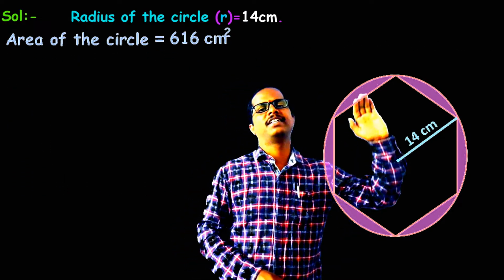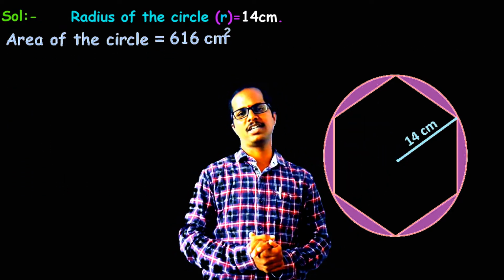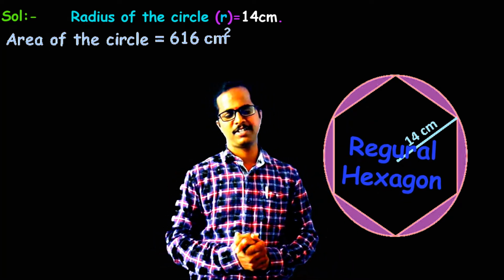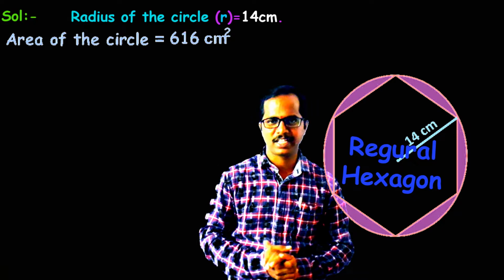Now we need to find the area of the unshaded portion, that is the area of the regular hexagon. So what is the formula for the area of the regular hexagon?